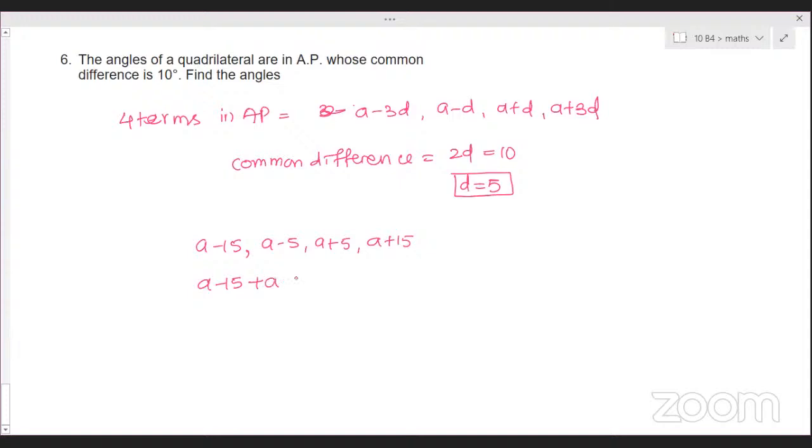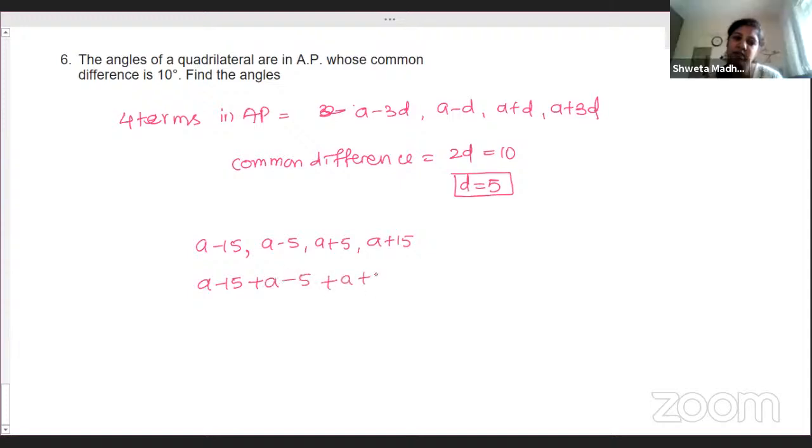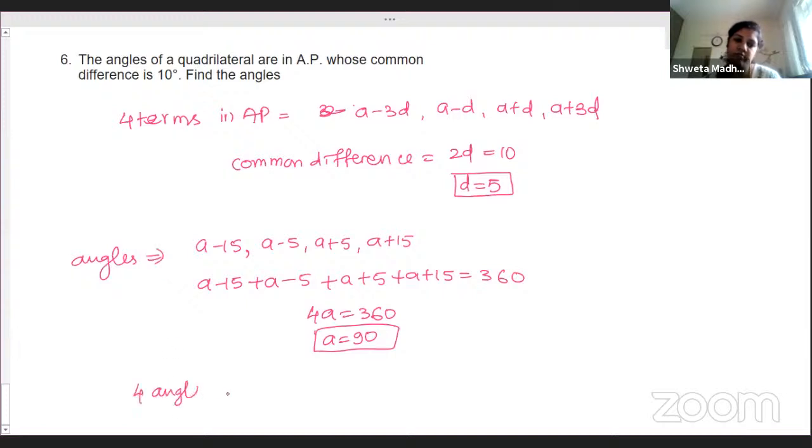A minus 15 plus a minus 5 plus a plus 5 plus a plus 15 is equal to 360. 4a is equal to 360. So a is equal to 90. So angles are 90 minus 15, 90 minus 5, 90 plus 5, 90 plus 15.